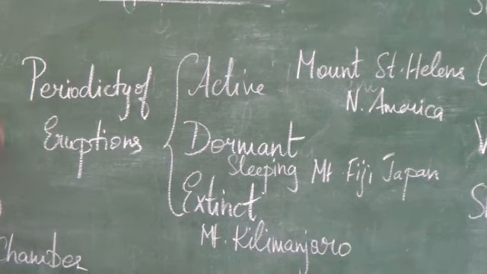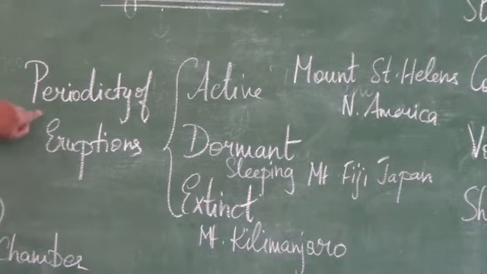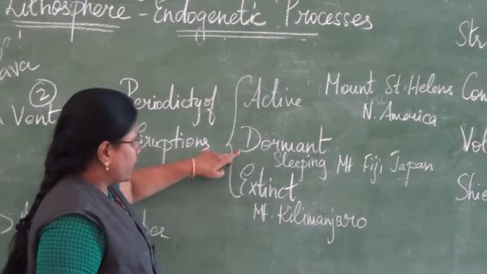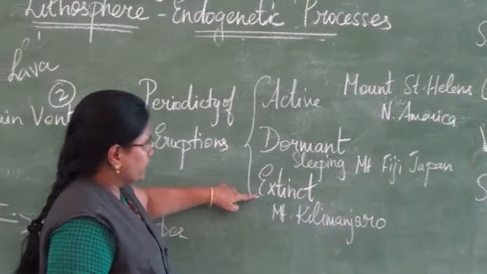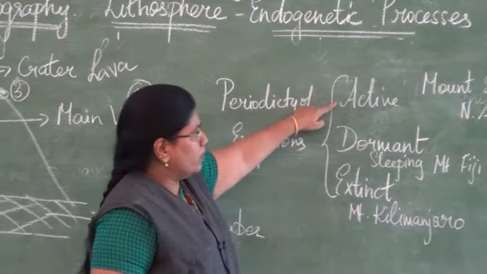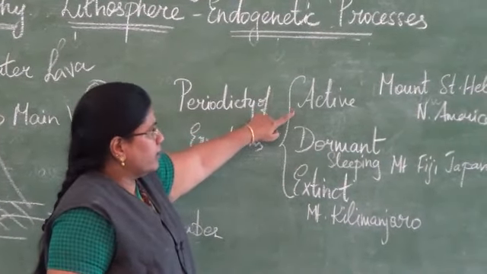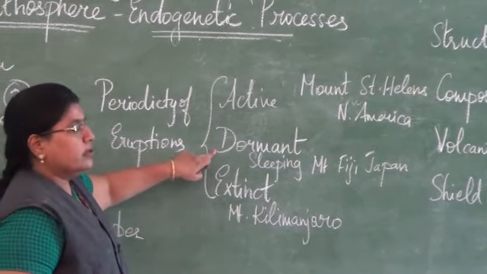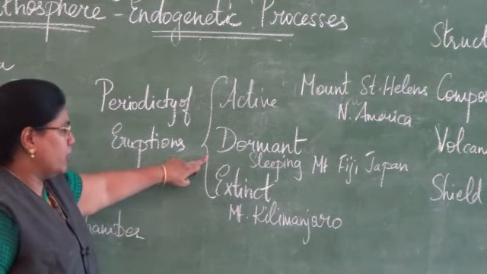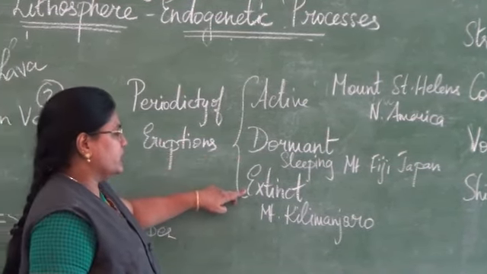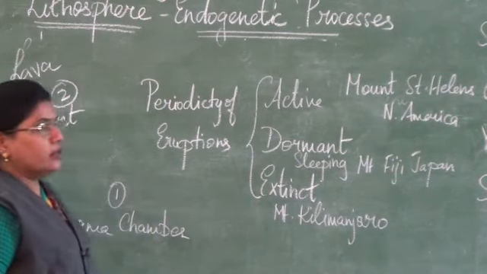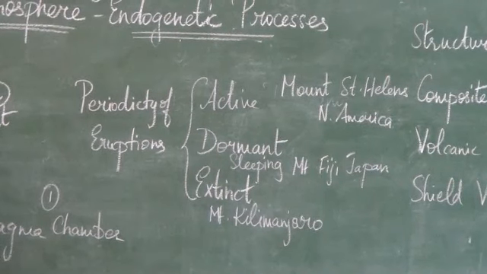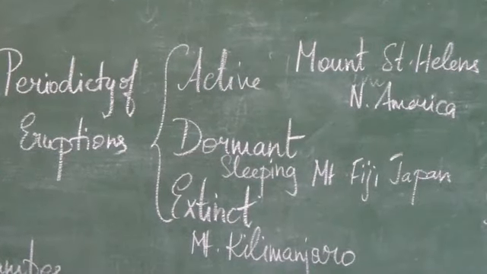So based on the periodicity of eruptions, volcanoes are classified into active volcano, dormant volcano and extinct volcano. Active volcanoes are always erupting. For example, Mount St. Helens. Dormant volcanoes erupt for some time, but they are sleeping for a long time. For example, Mount Fuji, Japan. Extinct volcanoes have been active for some time. After that, they have stopped their volcanic activity. For example, Mount Kilimanjaro.